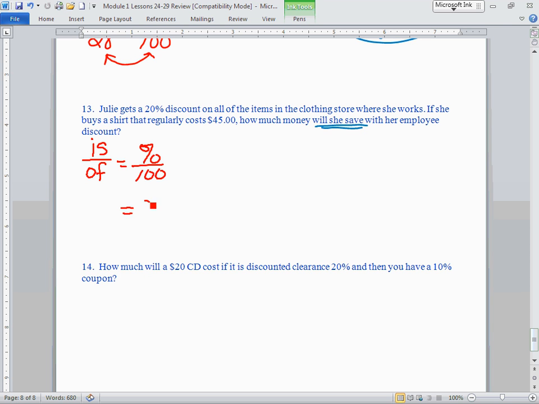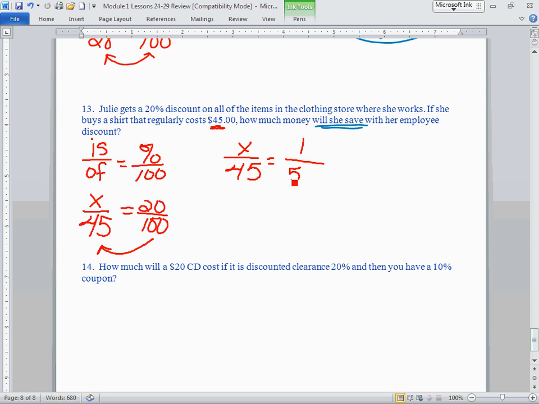So I see 20%, so I know right away it's percent over 100. Now I see this 45. Is 45 the part that I'm saving, or is 45 the whole original cost? The shirt originally cost 45, that's the whole. So what part am I going to save? Can I get from 100 to 45 nice and evenly easy? No. So let's reduce that, and then we'll scale it back up. What does 20 over 100 reduce to?